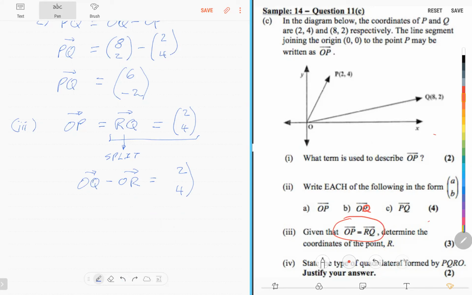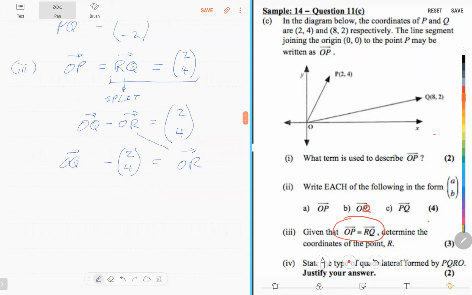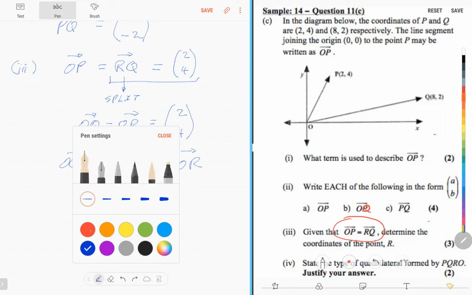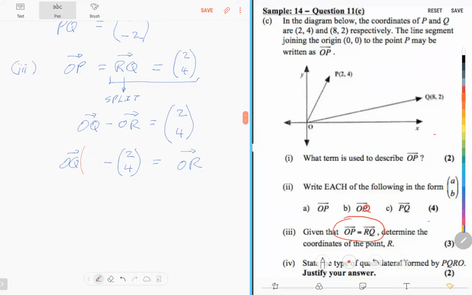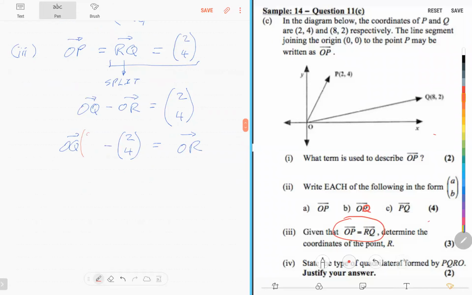All right, so let's do that. So the OR on this side becomes equal to the OQ minus the 2, 4. So this comes over this side and becomes positive, and this comes over this side and becomes negative. Transposing, I want to make OR the subject. And then the OQ that we have right here is really just equal to 8, 2. Right? And so we can do the calculation. And so OR, let's go back for that.